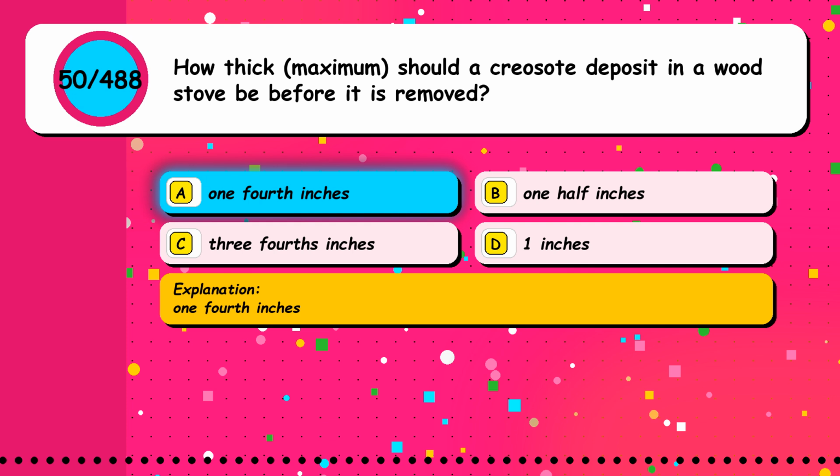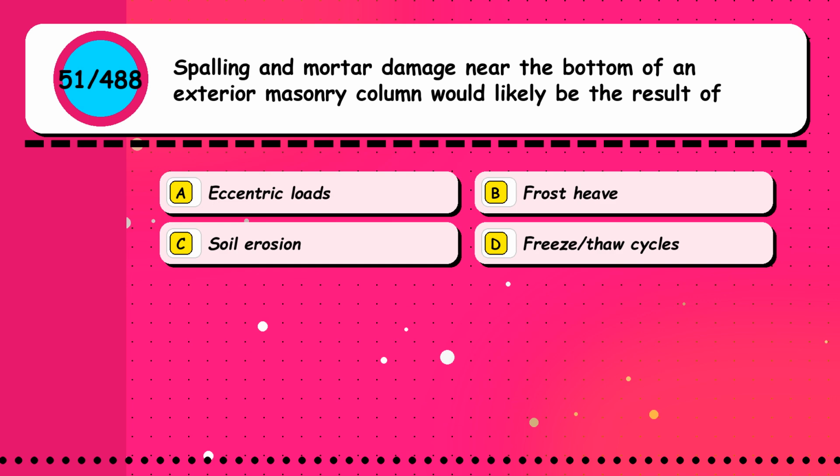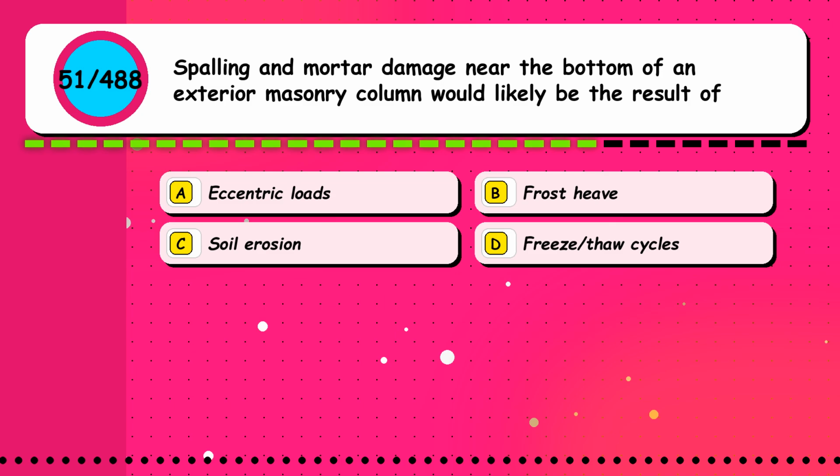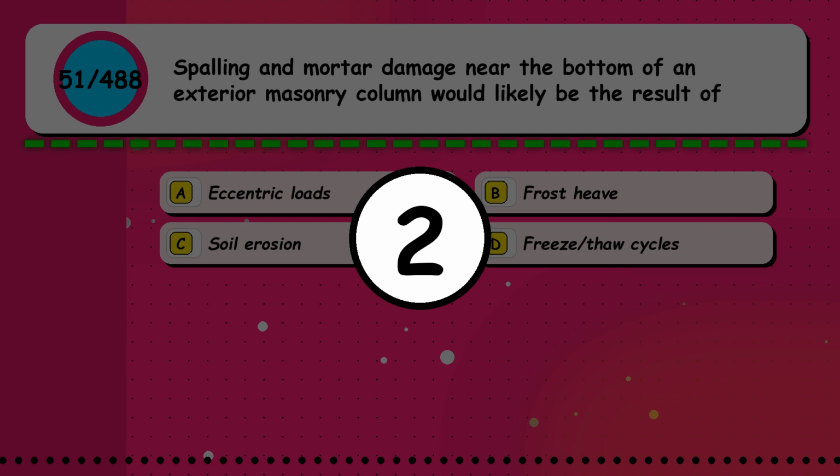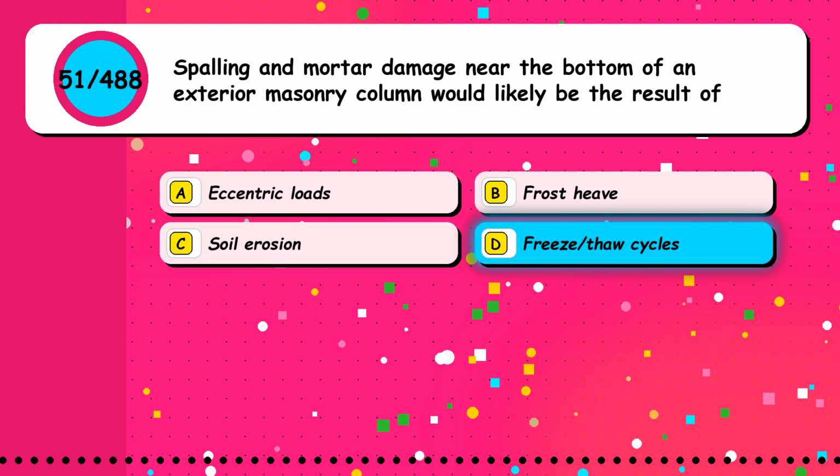Question 51. Spalling and mortar damage near the bottom of an exterior masonry column would likely be the result of option A, eccentric loads, option B, frost heave, option C, soil erosion, option D, freeze/thaw cycles. The correct answer is option D, freeze/thaw cycles.